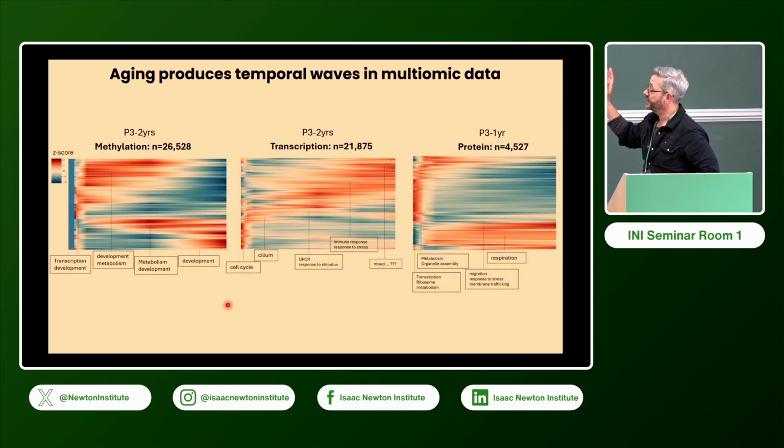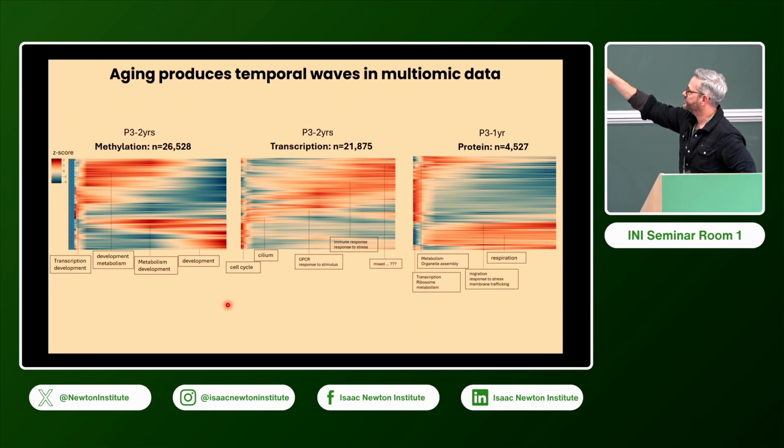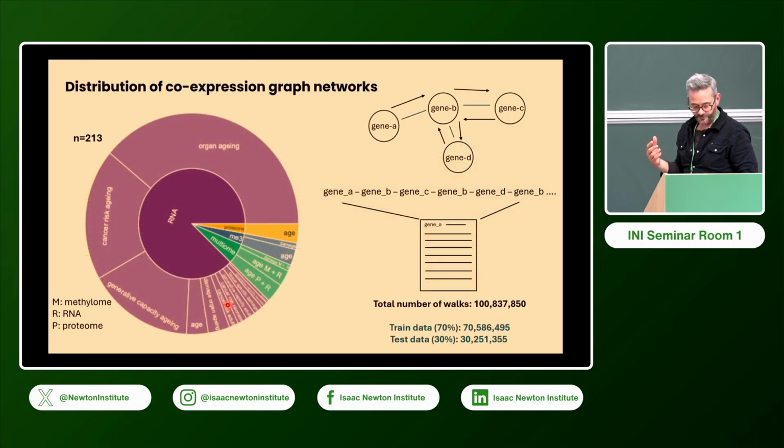However, when you look agnostically, you do see remarkable waves of biology happening. Each of these is a methylome, transcriptome, and protein, over periods of time from birth all the way through to old age. It's just representing how you see changes in various cell functions over time. So obviously we're mining this at the moment. So what's the big idea? Well, the big idea is we've built 213 graphs now.